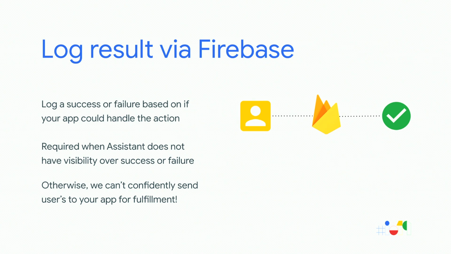OK, the first one is logging a result via Firebase. So what is this? Well, as Google Assistant loses visibility of what happens after the user is taken over to your Android application, we ask that you send us a simple success or failure signal so that we know if the user was successful in completing that app action. Why do we need this? It's so we can be confident in continuing to send users over to your Android application. Because without this, we wouldn't know if the user's having a good experience or not.